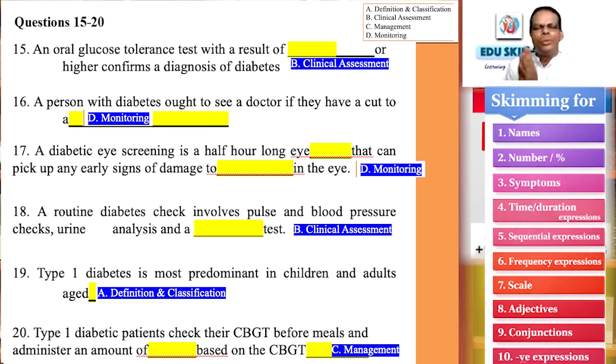So you see, this is the whole thing. We haven't read the text at all, but you exactly know where the answer is, right? So now we are going into the text.